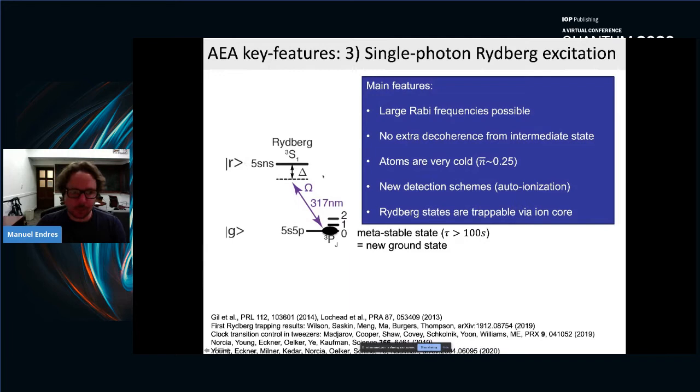So this object here, when I show R, what it is: you have two valence electrons. One stays close to the core, and the other one goes into a Rydberg level. And the core, together with the leftover electron, forms a strontium plus ion. That strontium plus ion you can trap in principle. And the same holds, for example, for ytterbium. And this has been shown by Jeff Thompson in ytterbium, that you can actually trap the Rydberg states, which is nice. How about some results?